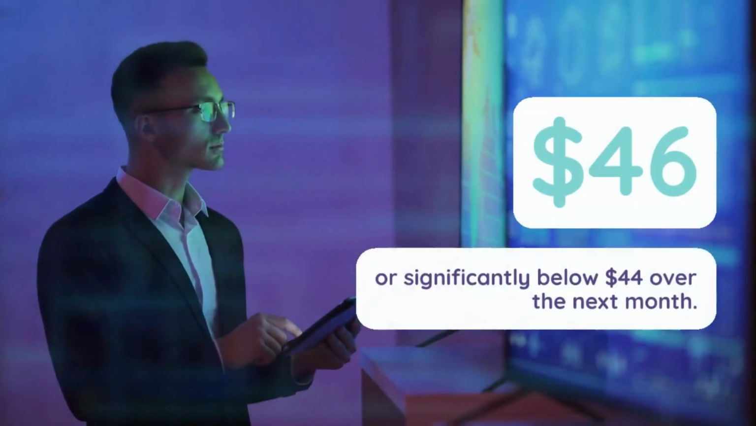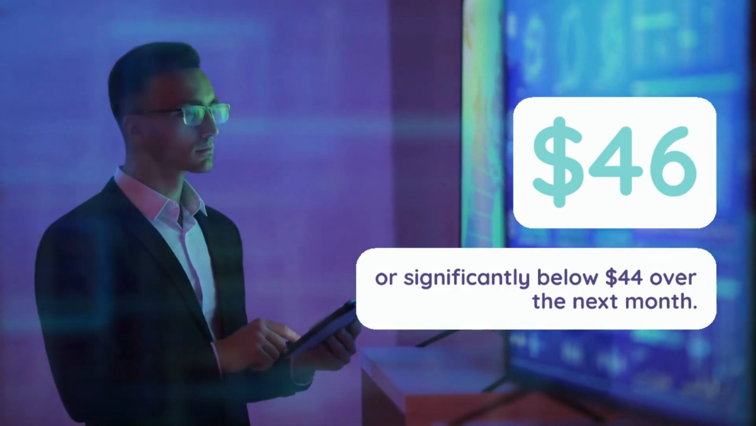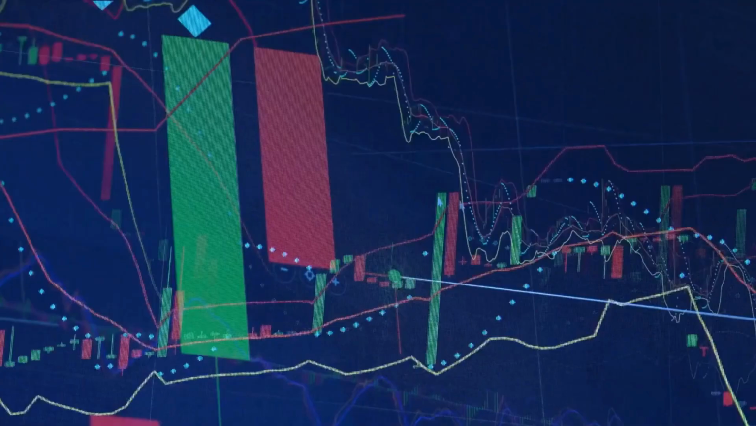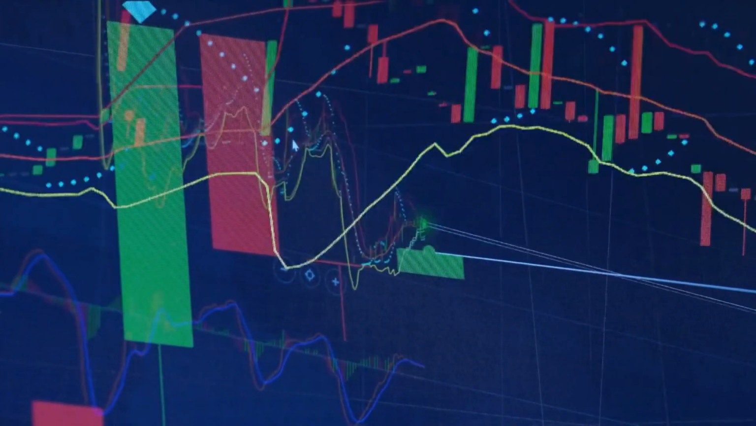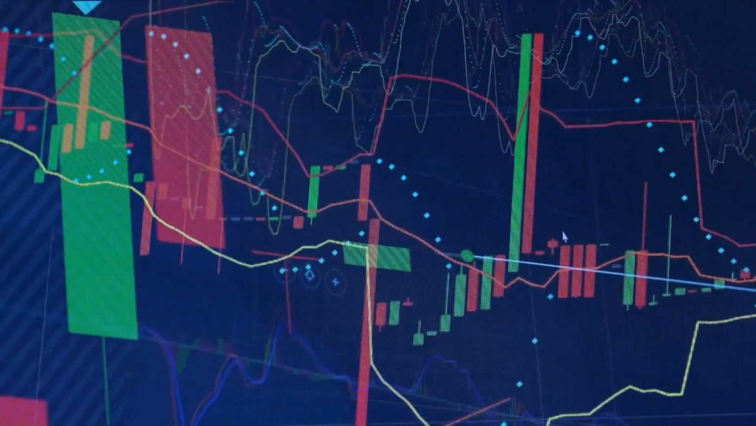However, this example implies the trader does not expect BP to move above $46 or significantly below $44 over the next month. As long as the shares do not rise above $46 and get called away before the options expire, the trader will keep the premium free and clear and can continue selling calls against the shares if desired.